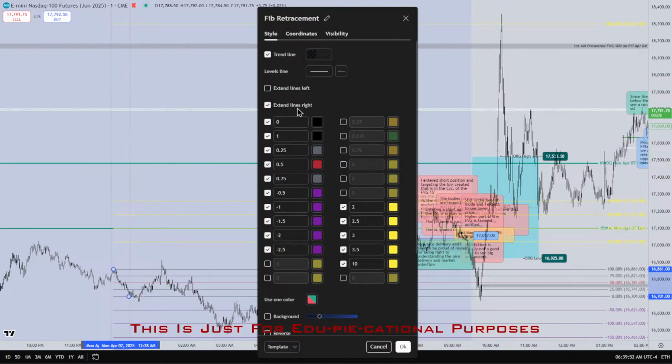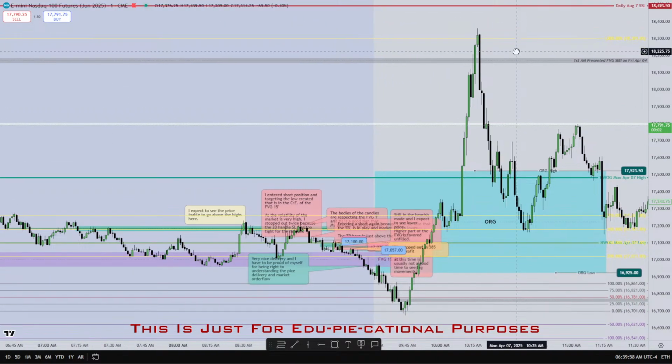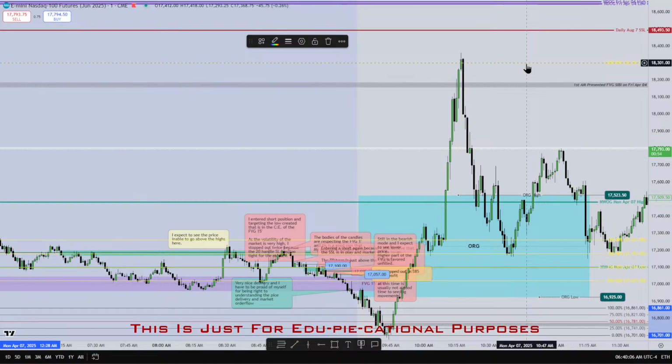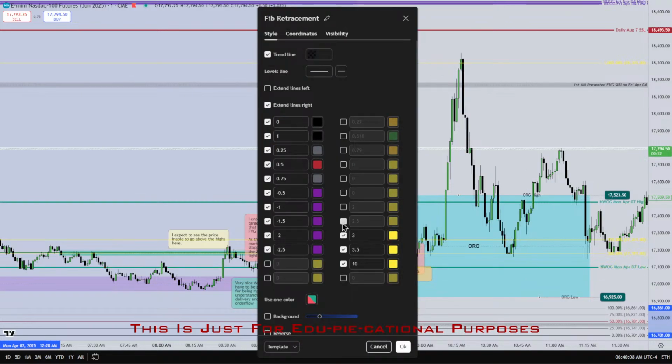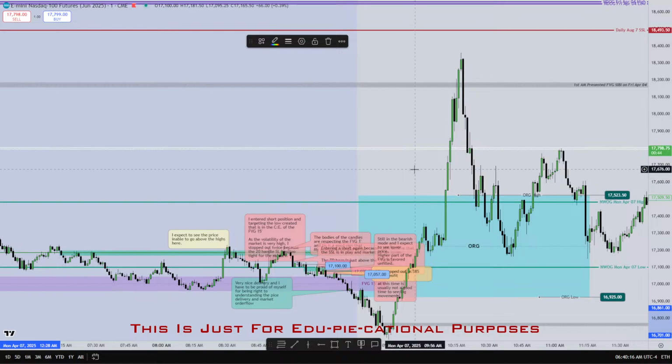Let's extend this to the right and, yeah, that's amazing. We can see the beautiful reaction of the market to this level, the 10th of this projection. Now we are turning off all of these projections, and we don't need to extend them to the right.